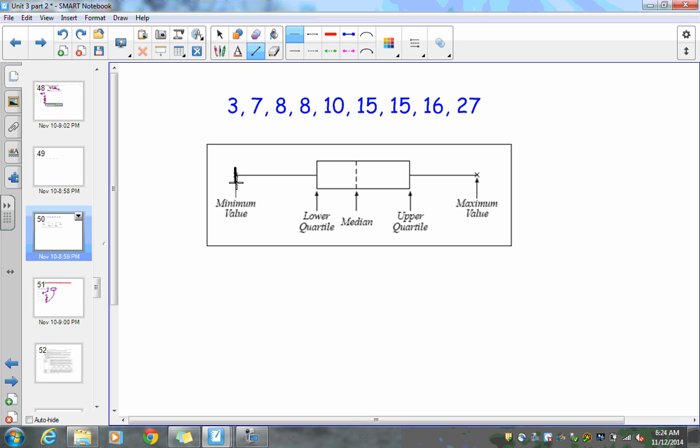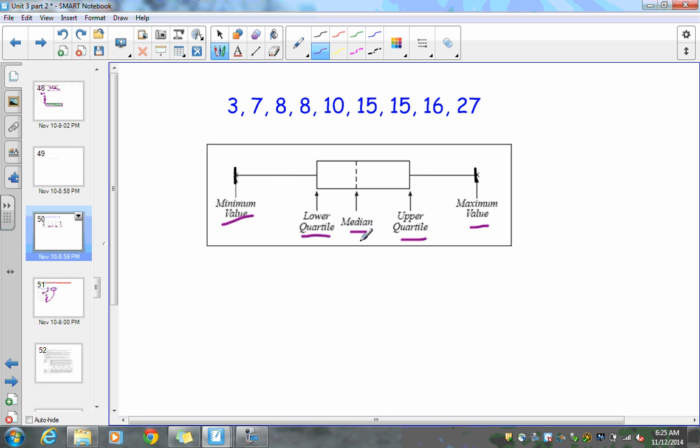I don't like this X. I like it when there's a straight line. But anyway, there we go. So you have the 5 number summary. Notice minimum value, lower, median, upper, and then maximum value. That's all your information here.